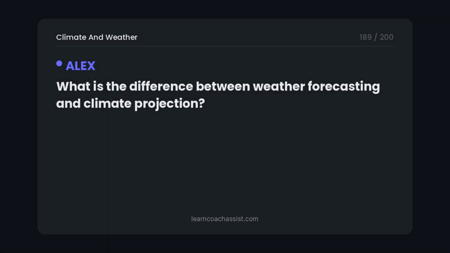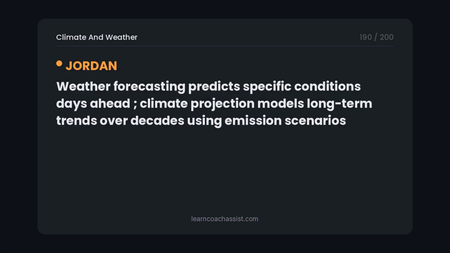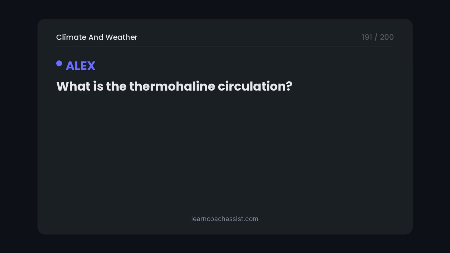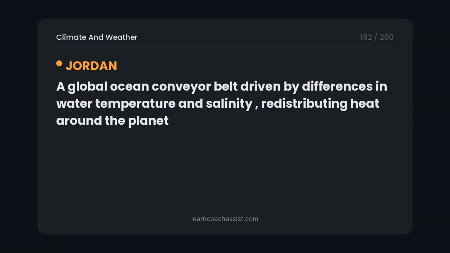What is the difference between weather forecasting and climate projection? Weather forecasting predicts specific conditions days ahead. Climate projection models long-term trends over decades using emission scenarios. What is the thermohaline circulation? A global ocean conveyor belt driven by differences in water temperature and salinity, redistributing heat around the planet.